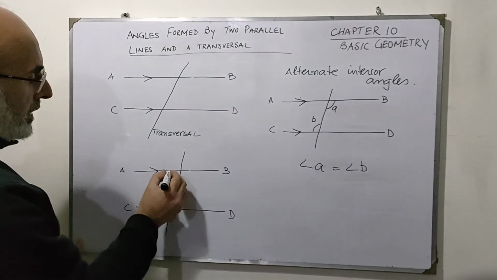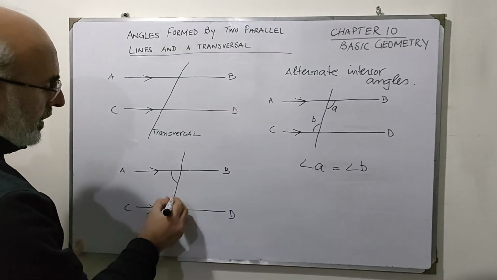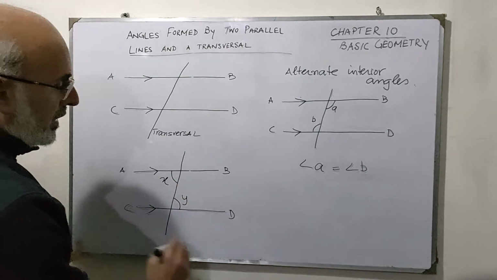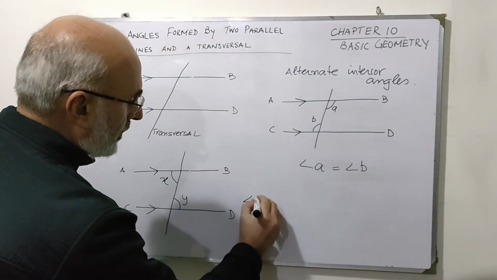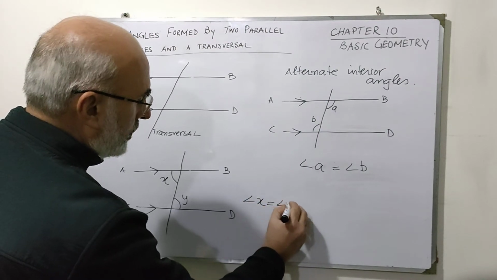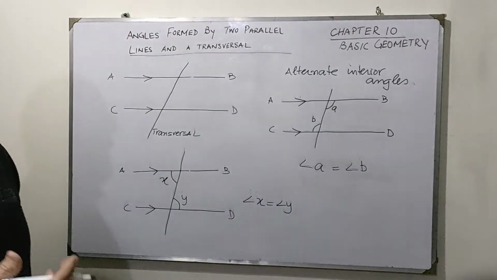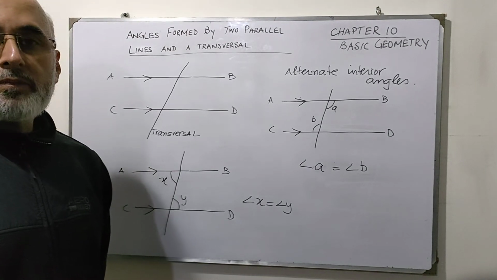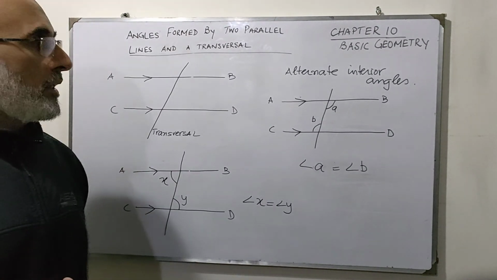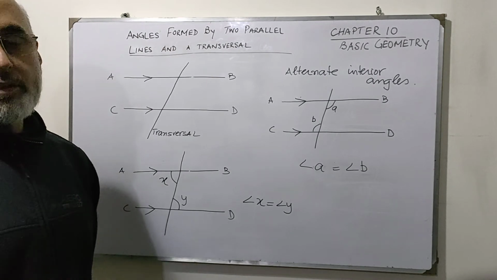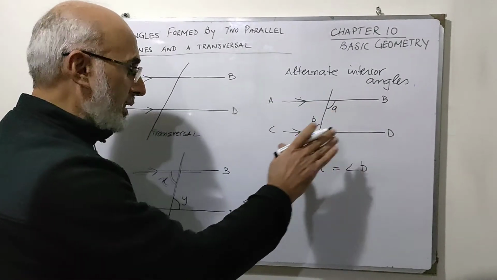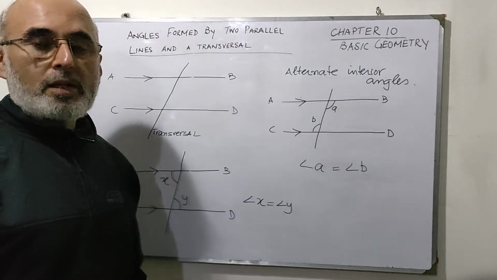So the second possibility is one angle is this and one angle is this. Okay, X, Y. So angle X is equal to angle Y. So alternate angles are within the two parallel lines. They are on the opposite side of the transversal, which is intersecting the parallel lines. Okay. So first possibility and the second possibility.